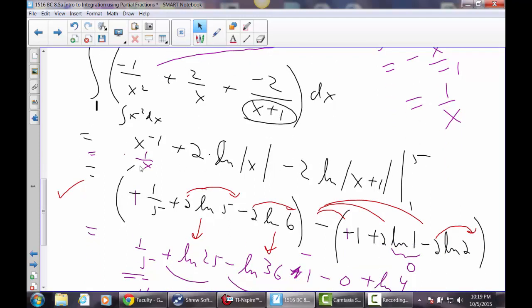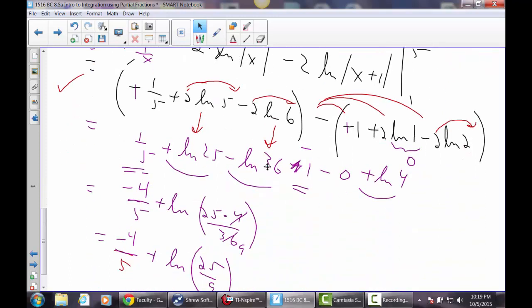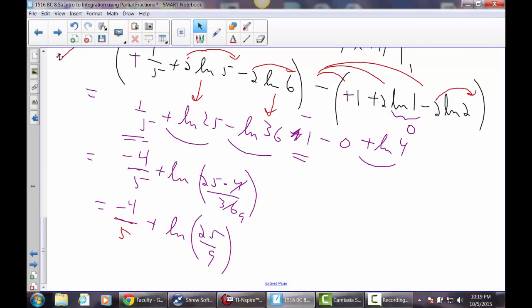Goes from 1 to 5: plug in the 5, minus plug in the 1, and then subtract. And then they get fancy with all the stuff you can do with it.